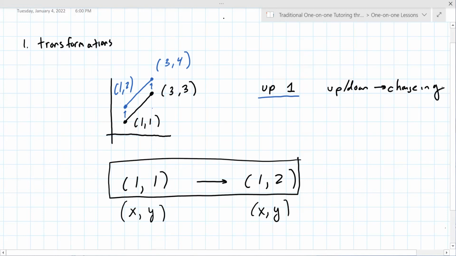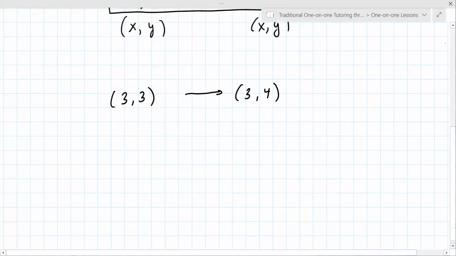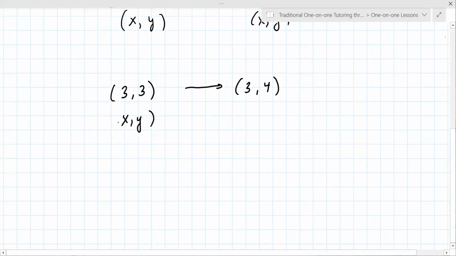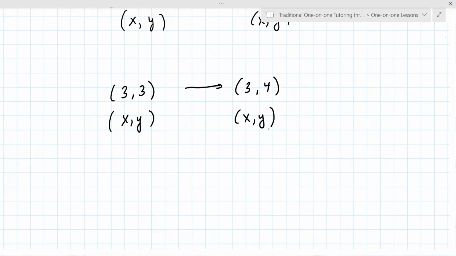Okay. So let's look at the next ordered pair and see if that's also true. So this is X, Y, and this is X, Y. What changed? The Y changed. That's right. So here the Y increased by 1.